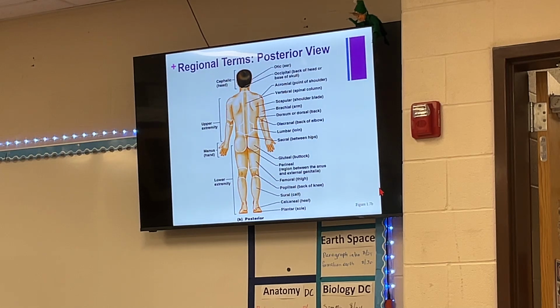Here are the back regional parts of the body. And you know, it's really not that bad when you start to learn them because a lot of them are relational to muscles of the body. So if you know some of the muscles, then you know some of the regions. Okay? It's not as scary as it may seem.